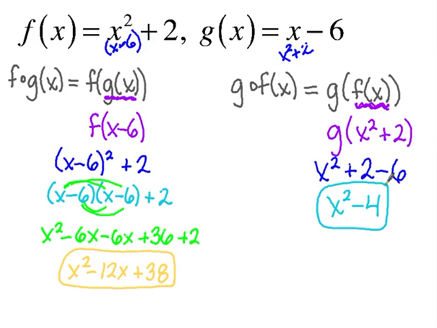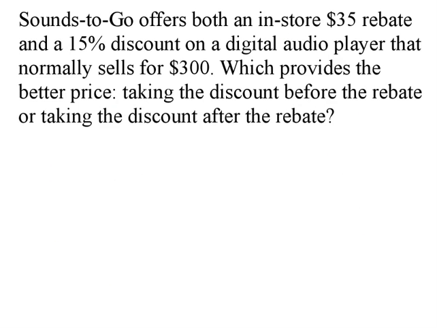Give me some. We got 2 more. All right, so very next problem. Sounds to Go offers both an in-store $35 rebate and a 15% discount on a digital audio player that normally sells for $300. Which provides the better price, taking the discount before the rebate or taking the discount after the rebate? So let's figure that out.